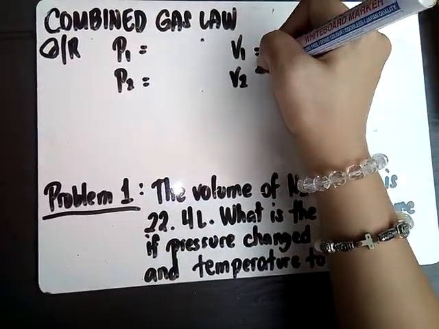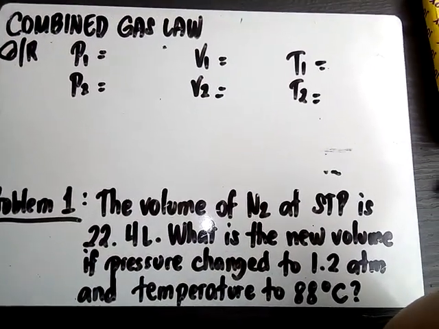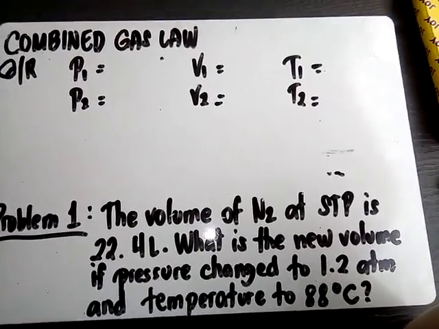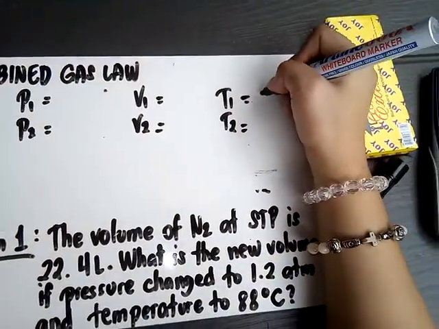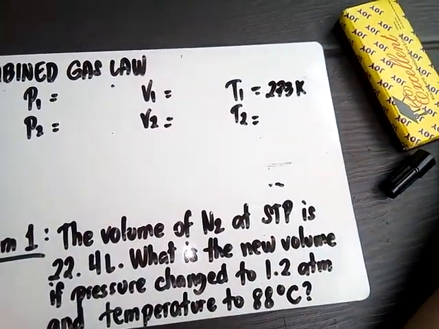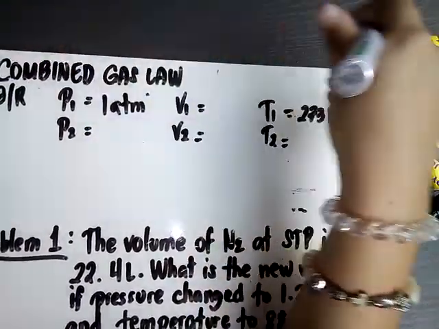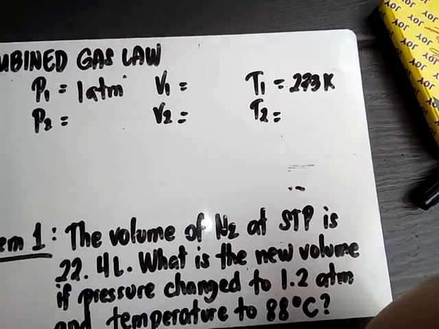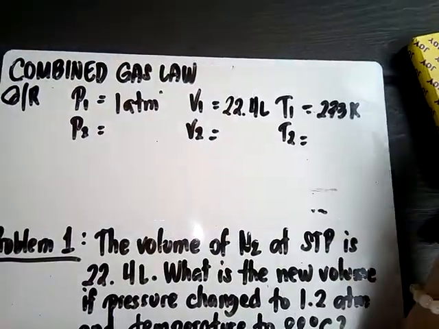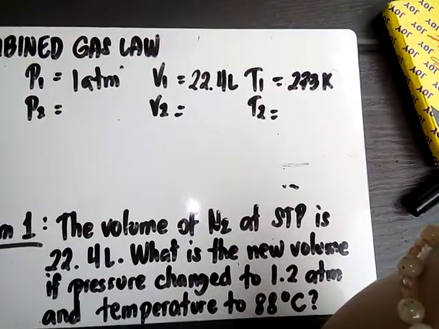Let's have our initial condition first. The volume of N2 at STP is 22.4. With STP, you already have two givens there. You have your standard temperature, which is 273 Kelvin, and your standard pressure, which is 1 atm. We will not consider them as our SF. Volume 1 is 22.4 liters. Again, you express your SF based on the given.